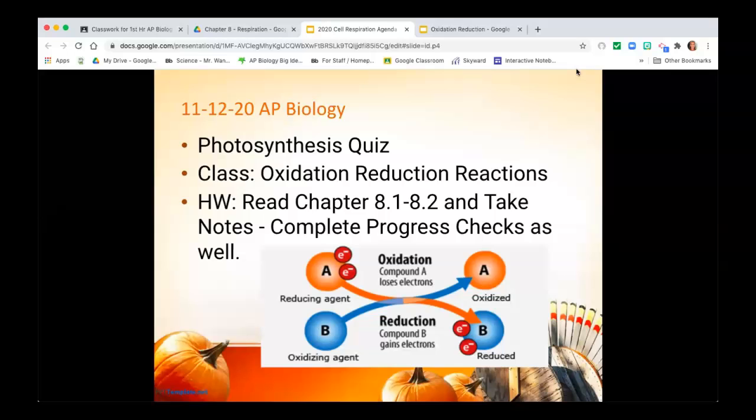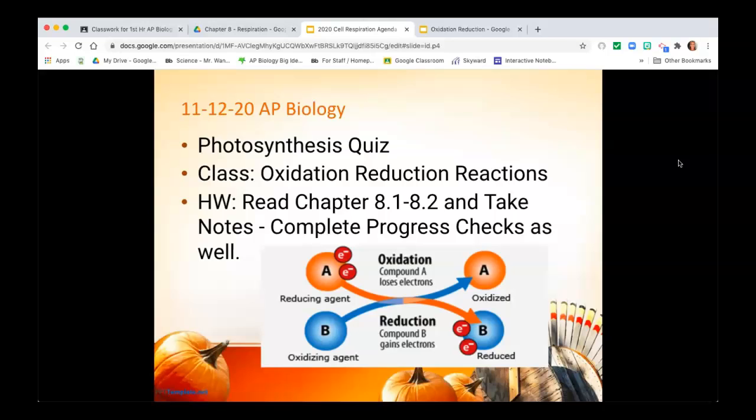8.1 will cover an overview of that, and then 8.2 will get into more detail of the mitochondria, because we really need to understand that anatomy like we did with chloroplast photosynthesis. We need to understand that anatomy, and then that'll help us talk about glycolysis and the reactions that follow. So 8.1 and 8.2, I want you to read, take notes.